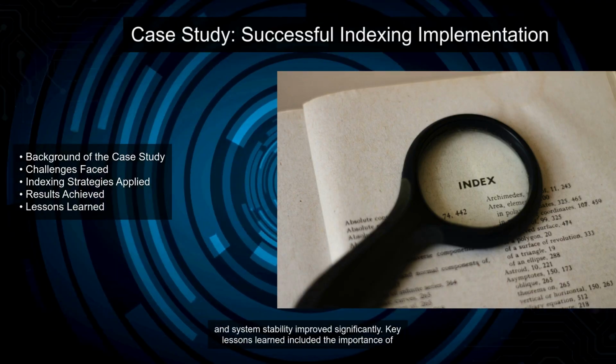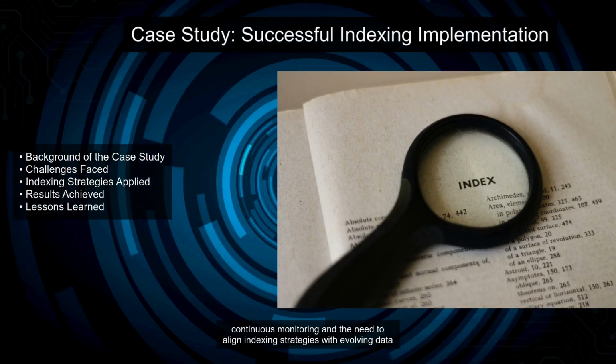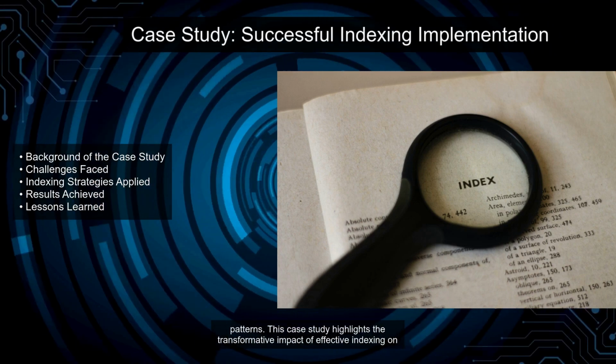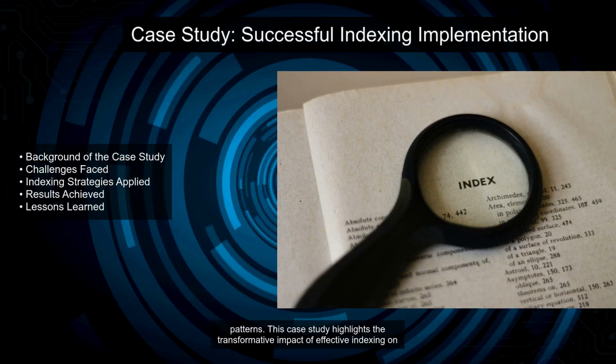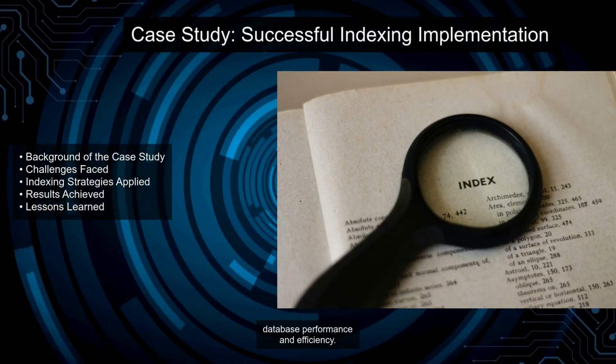Query execution times were reduced by over 50%, and system stability improved significantly. Key lessons learned included the importance of continuous monitoring and the need to align indexing strategies with evolving data patterns. This case study highlights the transformative impact of effective indexing on database performance and efficiency.